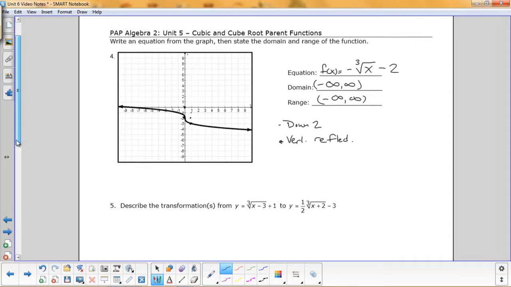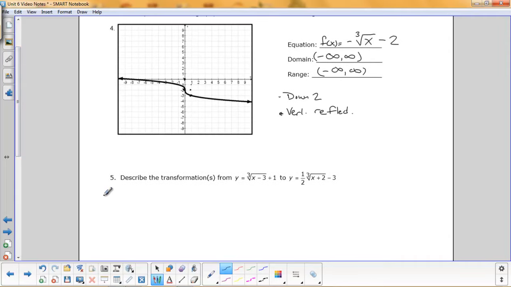All right, finally, question number 5, describing the transformations. So we're not transforming from the parent function. We're transforming from one function to another, so you have to be careful about this. Luckily, there's no stretch or compression on the first one, so the stretch and compression is the number we see. And that is on the outside, and that is a fraction, so that's going to be our vertical compression, and that's going to be by a factor of 1/2, or by a factor of 2.